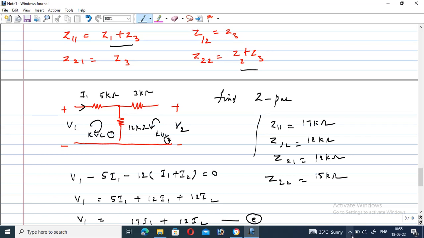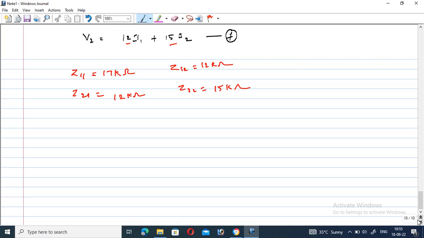As well as, there are some more conditions in the case of the Z parameters. I will mention just the conditions for this one, like the reciprocity condition and the symmetric condition. I don't want to go very deep into this. The reciprocity condition in the case of the Z parameters is Z12 is equal to Z21.